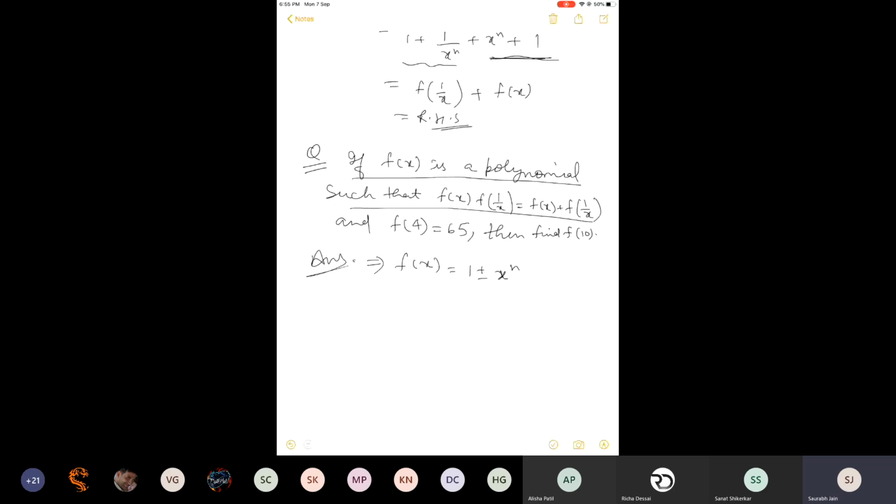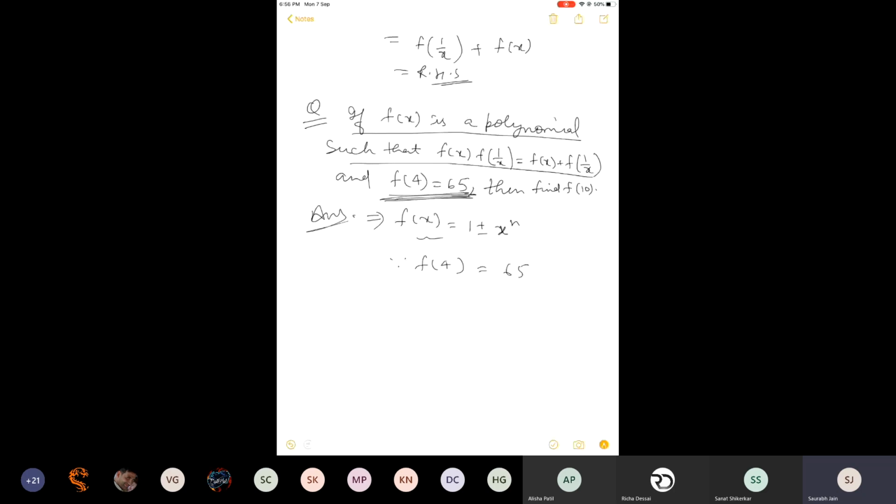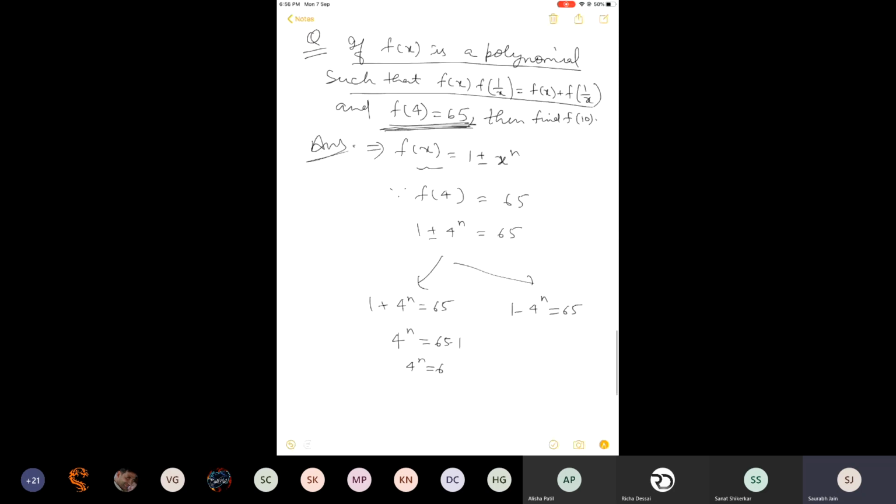From the first case, 4 to the power n is 65 minus 1, that is 64. This is absolutely possible, and you will get n is equal to 3. In the second case, you will get minus 4 to the power n equals 64. This is not possible. Why? Because the right hand side is positive and the left hand side, minus 4 to the power n, is a negative value. So it is not possible. From the given information, you will be able to decide what the sign is and what the value is. In this case the minus sign is not possible, so the plus sign will be used and n is 3.